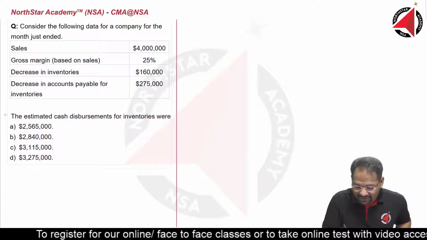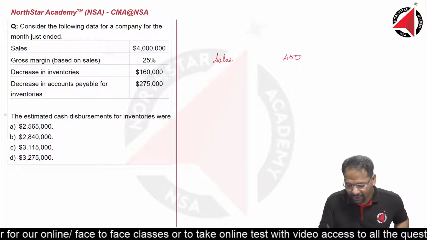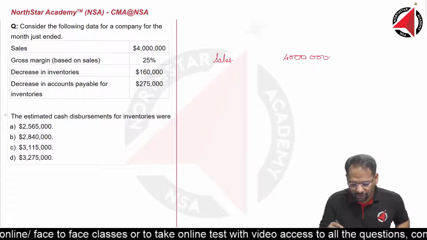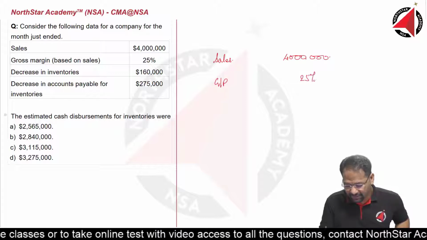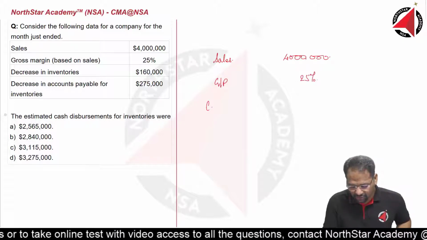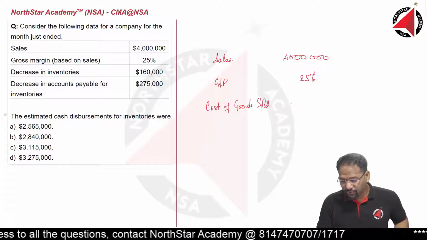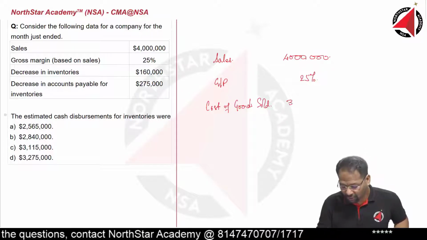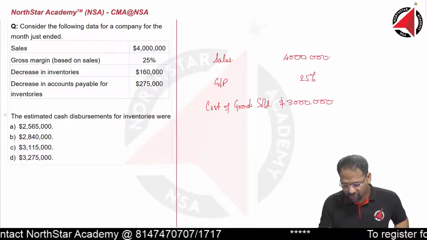Let's calculate. We know the sales value. How much? It is $4 million. And the gross profit is also given. It is 25%. So how much is the cost of goods sold? Cost of goods sold would be 4 million minus 25%, or $3 million. This is the cost of goods sold.